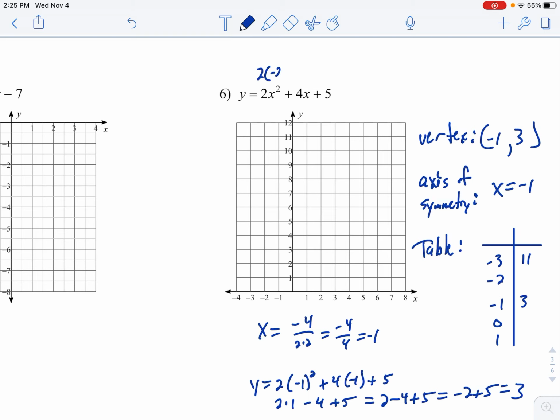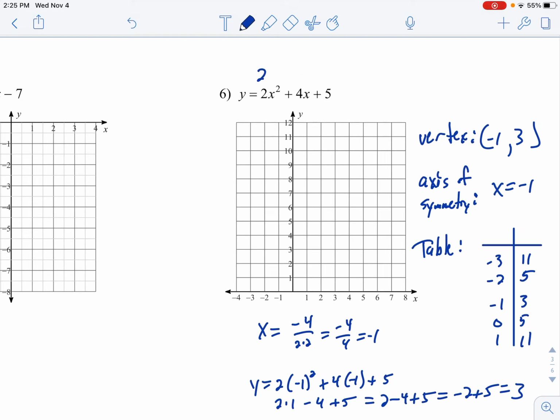Plug in negative 2 and work it out. Plus 4 times negative 2 plus 5. 2 squared is 4. 2 times 4. 4 times negative 2 is minus 8 plus 5. 8 minus 8 plus 5 is 5. Now the next two answers should be 5 and 11 if I'm doing things correctly. Let me plug those in and check it out.